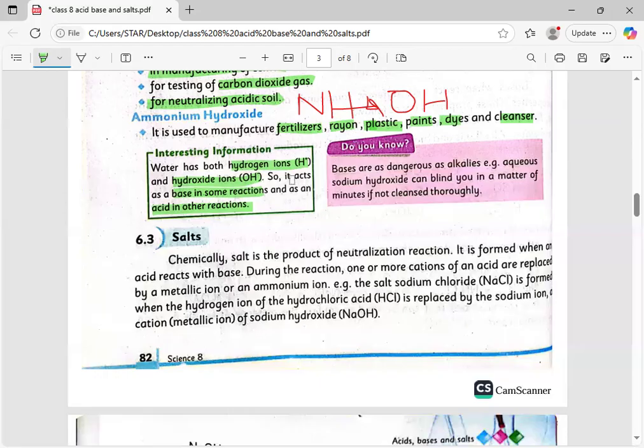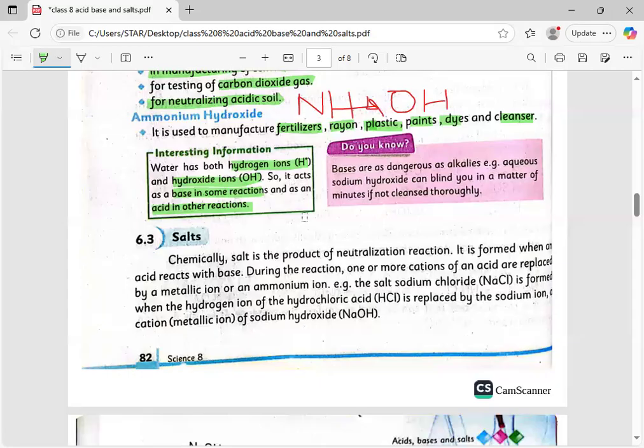In the safety sector, you must be aware of bases as well as acids. Like acids, bases are as dangerous as alkalis. We have told in the classroom that alkalis are corrosive to your skin and to the human body. For example, an aqueous solution of sodium hydroxide can blind you in a matter of minutes if not cleansed thoroughly. It means that if you prepare sodium hydroxide solution in the lab and it comes in contact with your eyes, it can ultimately lead you to blindness if you do not rinse it properly.